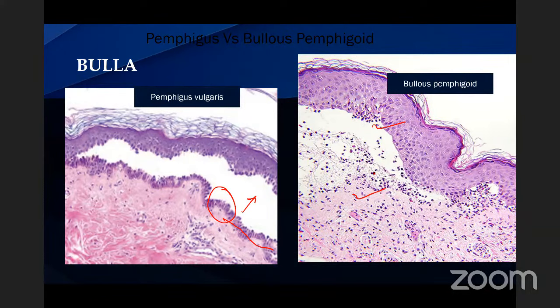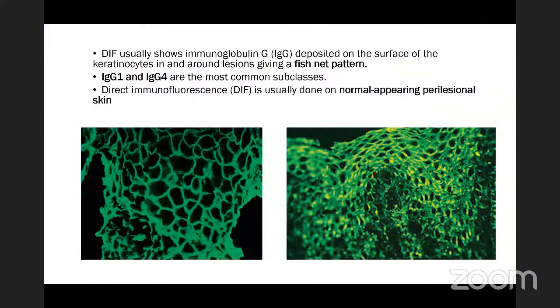So how do you differentiate them? By immunofluorescence. On immunofluorescence, if you see a fishnet pattern, this is very classically because of which antibodies? IgG1 and IgG4. This direct immunofluorescence is always done in normal appearing perilesional skin. This is very classical of pemphigus. Any pemphigus, whether pemphigus vulgaris or pemphigus foliaceus, will show you a fishnet pattern as long as the antibodies are against desmogleins.